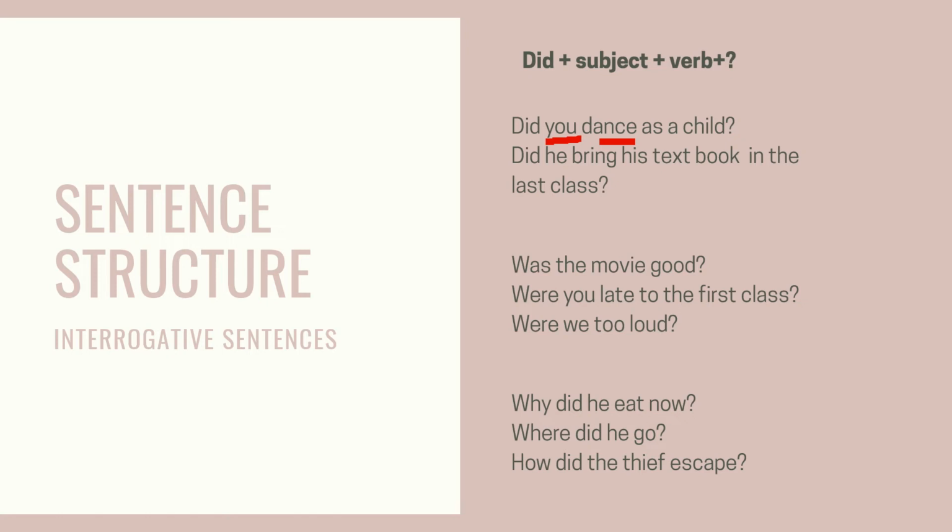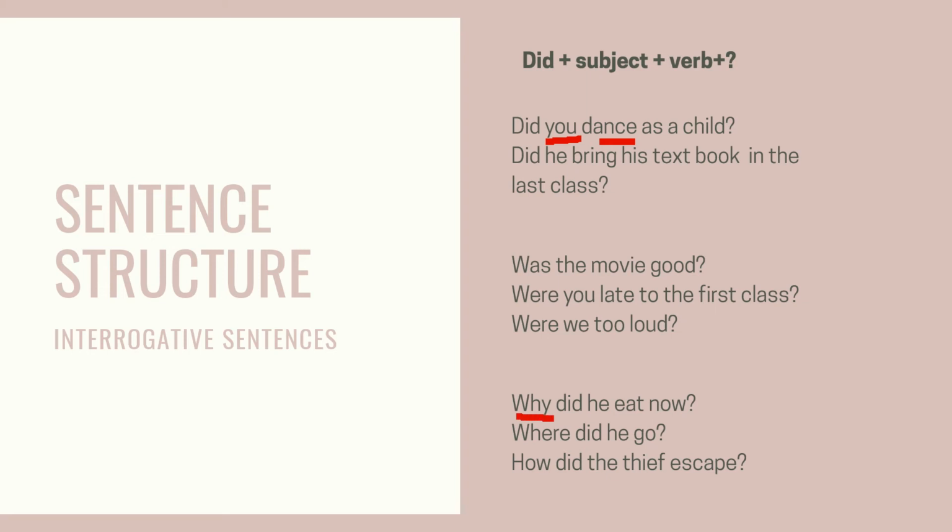The next way of making an interrogative sentence in simple past is with the to be form of the verbs. When there is a to be form of the verb, it begins the sentence. Was the movie good? So here we begin the sentence with the to be form. Was the movie good? Were you late to the first class? Were we too loud?